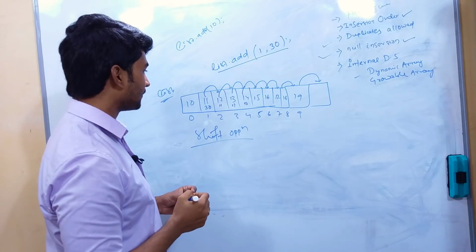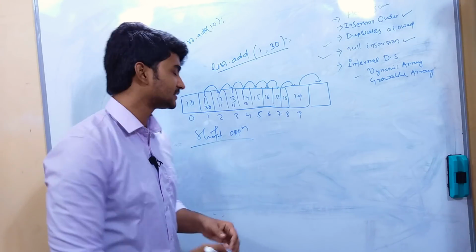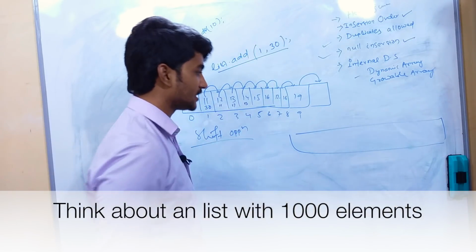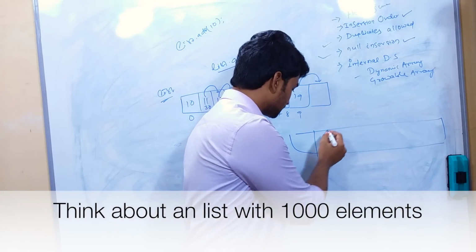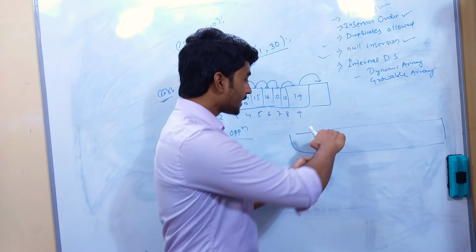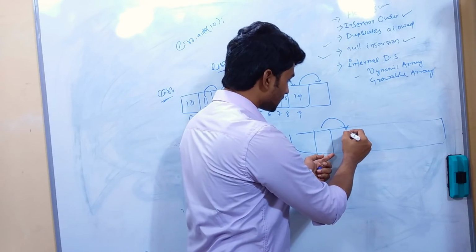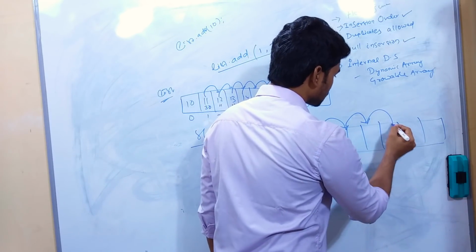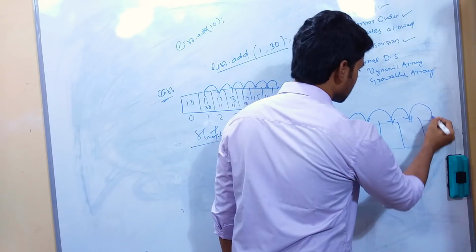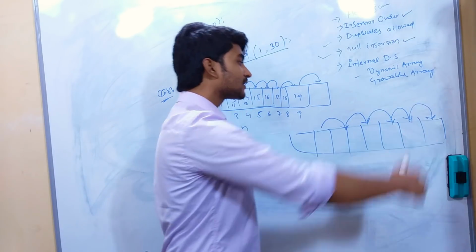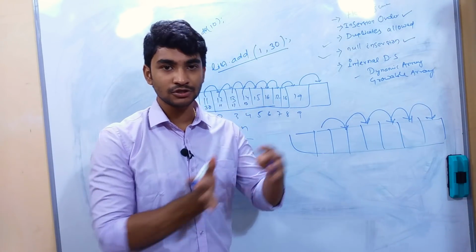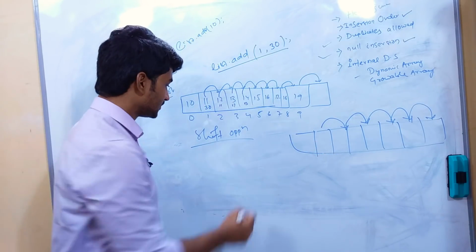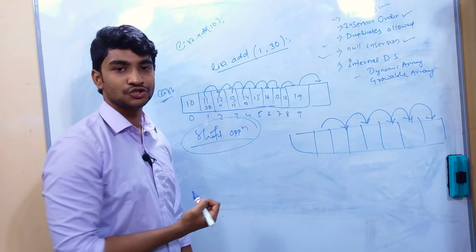So at that time, what will happen? It will take a lot of time. Think about it, you have a bigger list. You have a list with 1000 elements, and you are inserting something into the first bucket, I mean, the first index. At that time, this element is going to shift to the next bucket. The next one will shift to the next index, and this one is going to shift here, and this one here, and like that it will continue up to the 1000th index. So this is a time-consuming process. This shift operation is a time-consuming process.